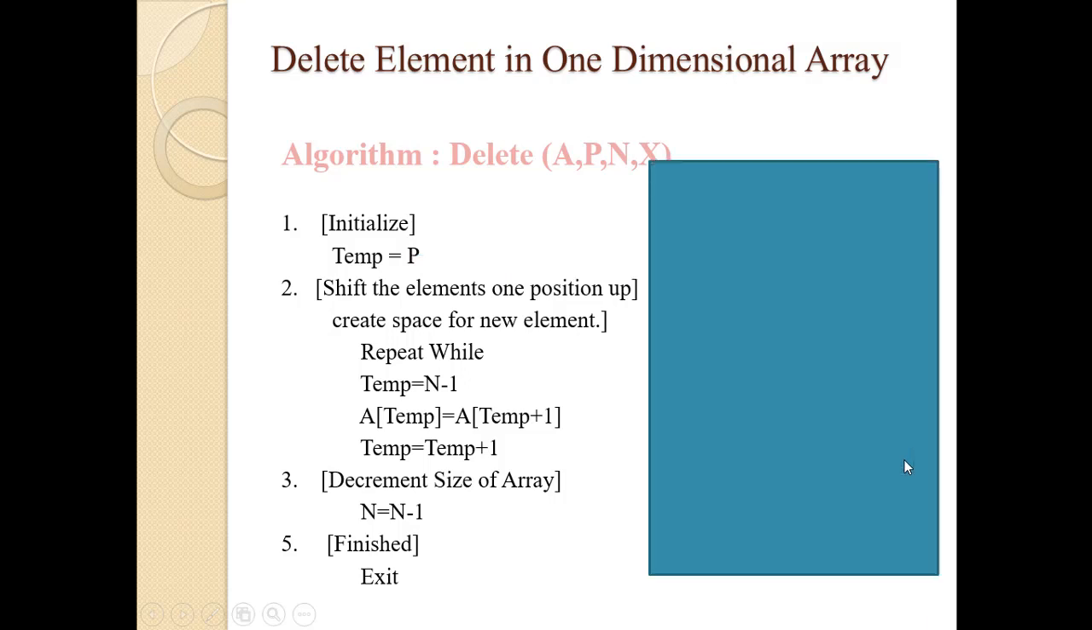Again, here we will show how to write the program using the algorithm. First of all in the program, we write our header file. After writing the header file, we write void main. After void main, we write our data types. Our data type is integer. Then our variables are the array, which is a of 10, then for position I will take p, and for the size of the array I will take n.